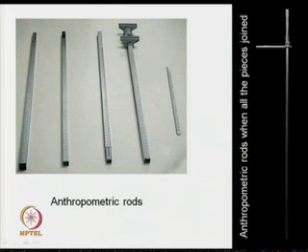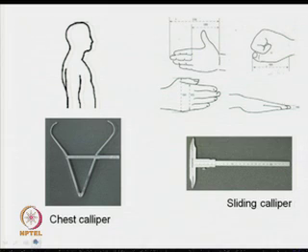The rod sets, whatever we demonstrated right now, look like this, and when you join one after another, it becomes a total rod set. Anthropometric rods, when all the pieces are joined, make a total 200 centimeter rod. Now, for the calipers we discussed, such as the chest caliper, to measure this distance you can use the sliding caliper.